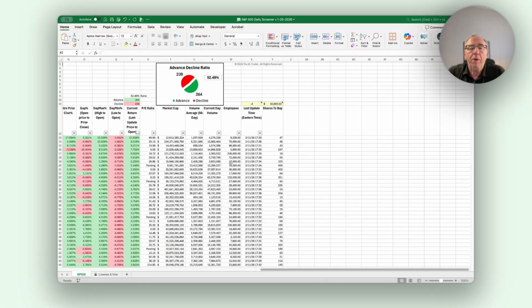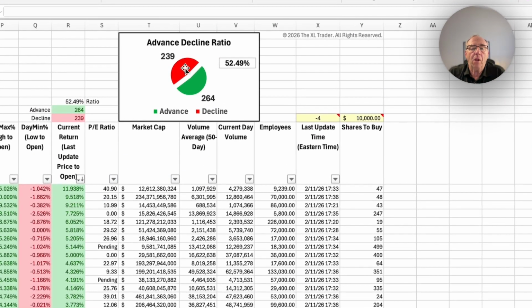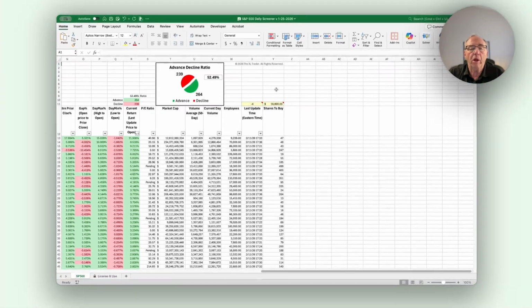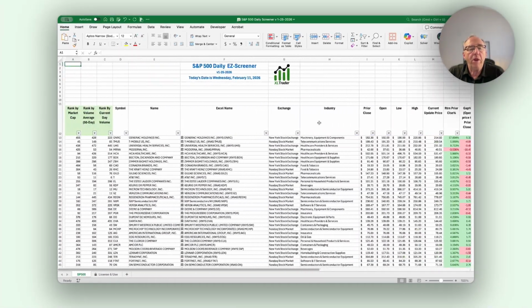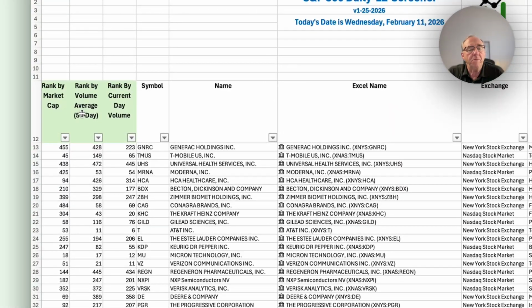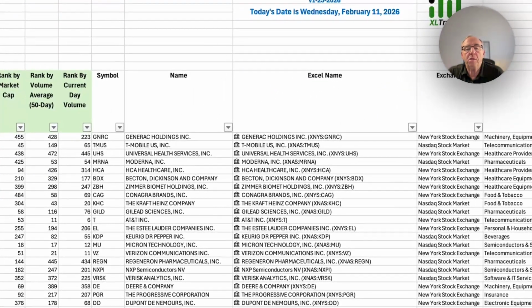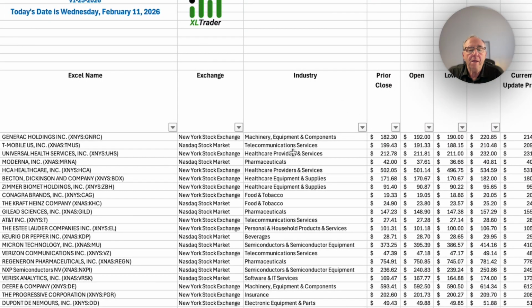And up here in the top right, you'll see an advance decline ratio, which takes the data from that column and puts it in a graph mode so you can quickly see what's going on with the current day. When you scroll over here to the left, there are three columns that I rank order all this data on: ranked by market cap, the 50-day moving average, and the current day volume, if you care to know that. Then we have symbol information, the exchange, the industry, such as telecommunications, software, healthcare, what have you. So you can sort on those industries.